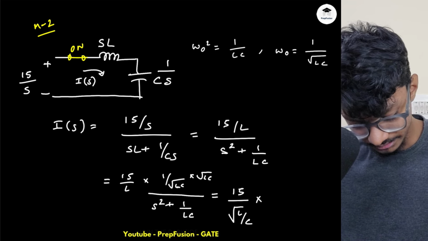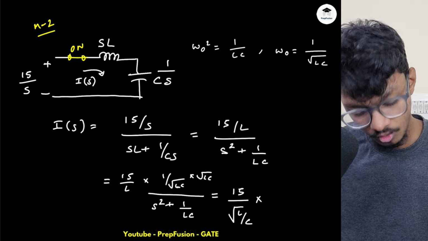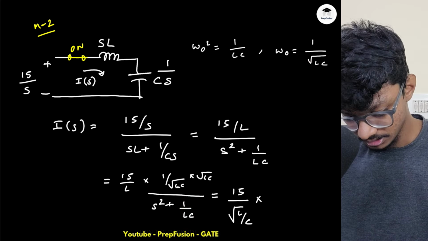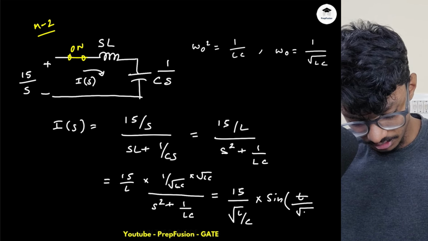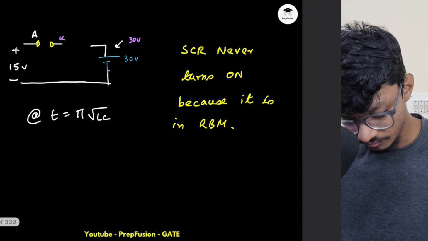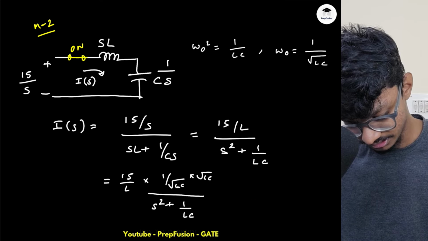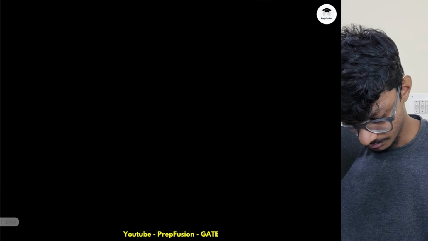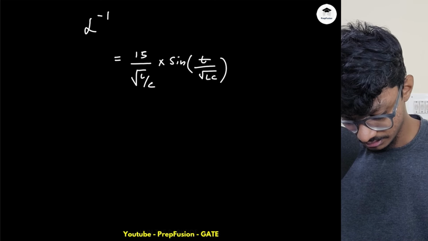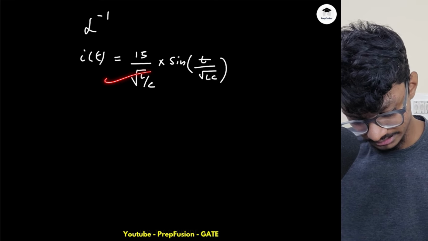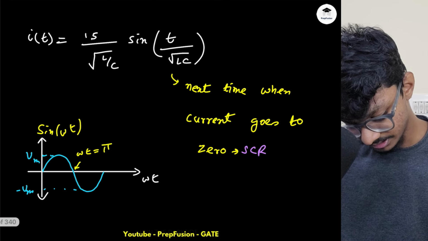See, if I take the Laplace inverse of this, what will be the Laplace inverse? It will be sine omega naught t. Omega naught is 1 by under root LC. So it will be sine t by under root LC. To take the Laplace inverse, I will take it to the next page. If I take the Laplace inverse, my I of t will be something like this. We have already written it here. This is my I of t.